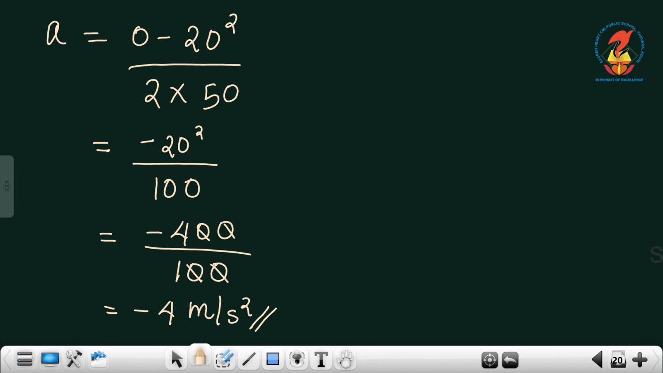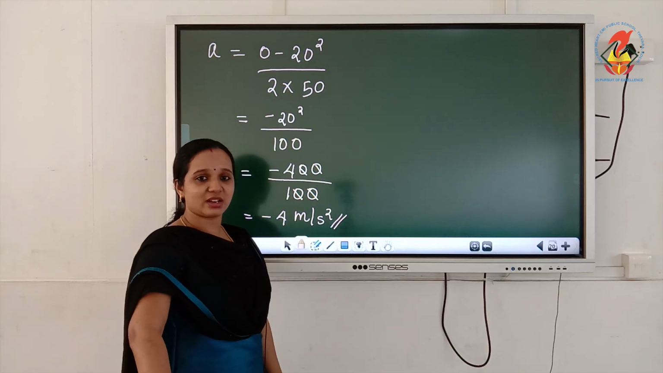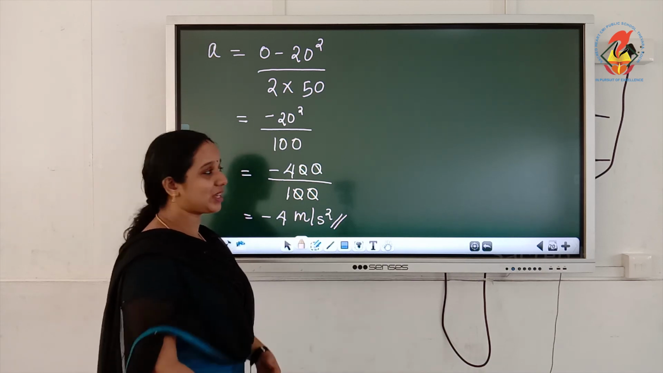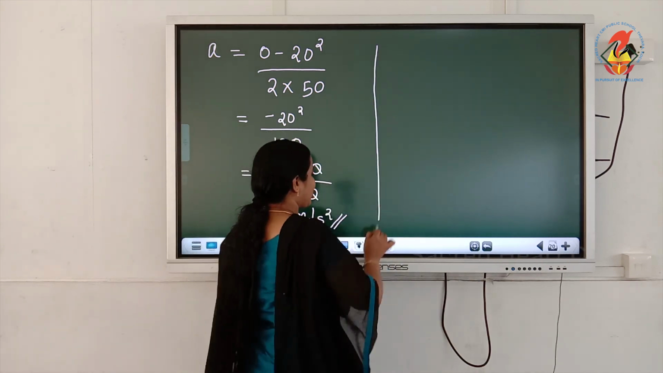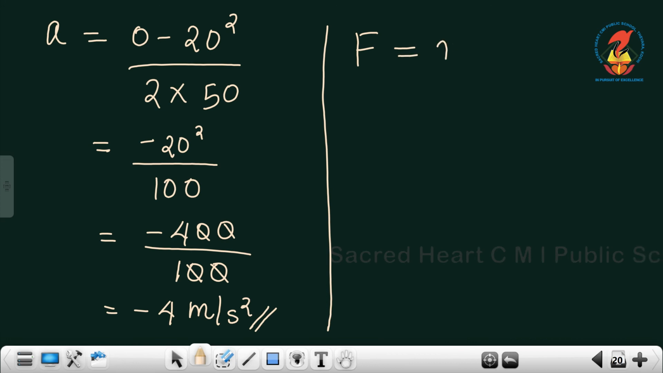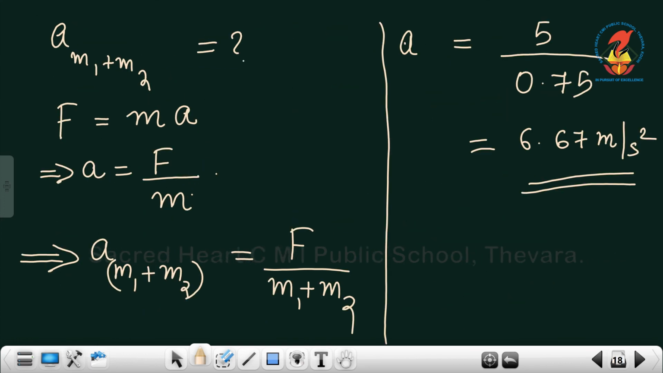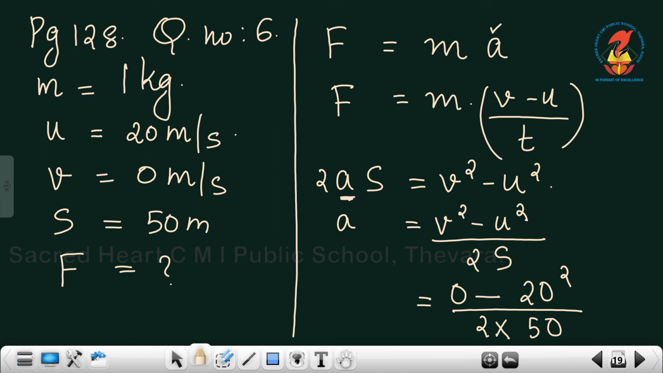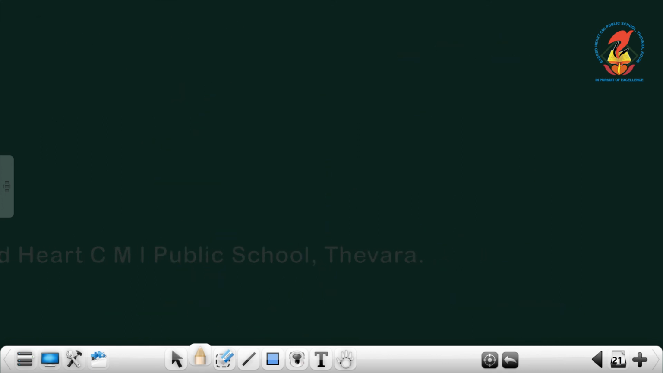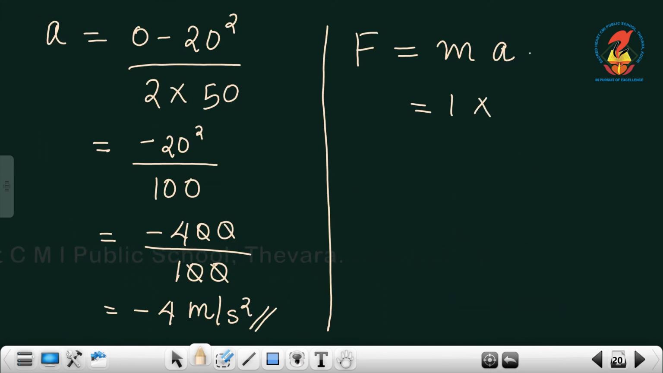So you solved for acceleration and got a is equal to minus 4 meter per second square. Now you can easily find force using the equation F is equal to ma. Mass is given as 1 kilogram, acceleration is minus 4. So 1 into minus 4 is minus 4 Newton. Minus 4 Newton is the answer.